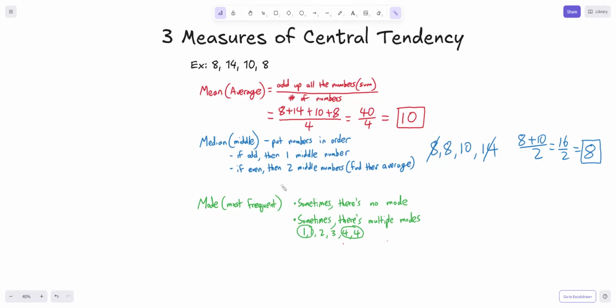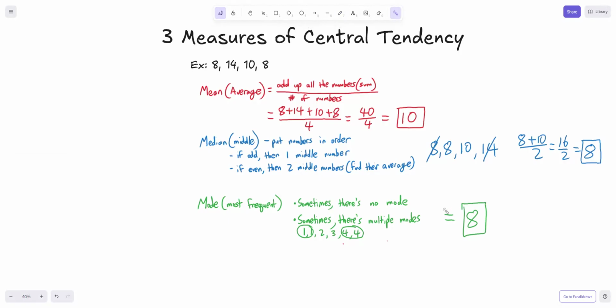Lastly, we have the mode, the third measure of central tendency. The mode is the easiest to do, but it can also be the trickiest on a quiz or a test. It's the easiest because it's the most frequent number. So we look at which number appears more than the other ones. Obviously, 8 appears twice, while 10 and 14 only appear once. So in this example, our mode is equal to 8.